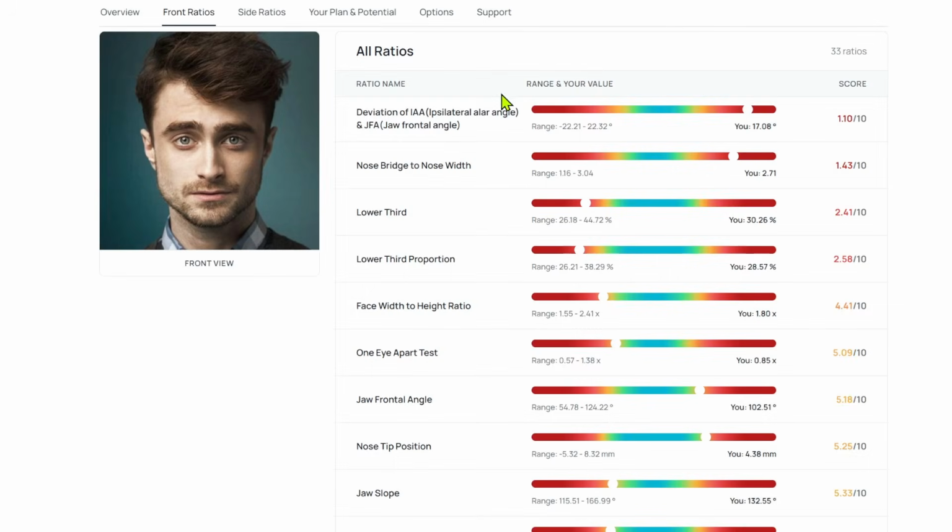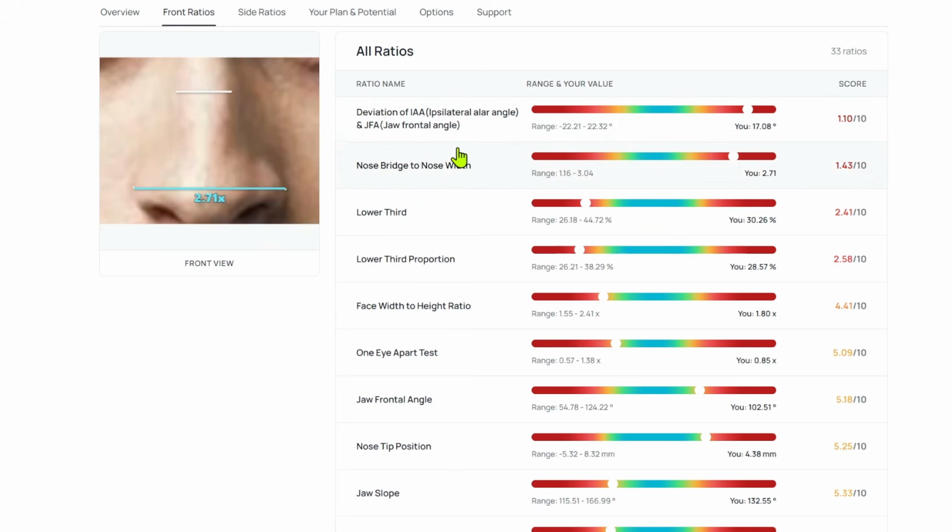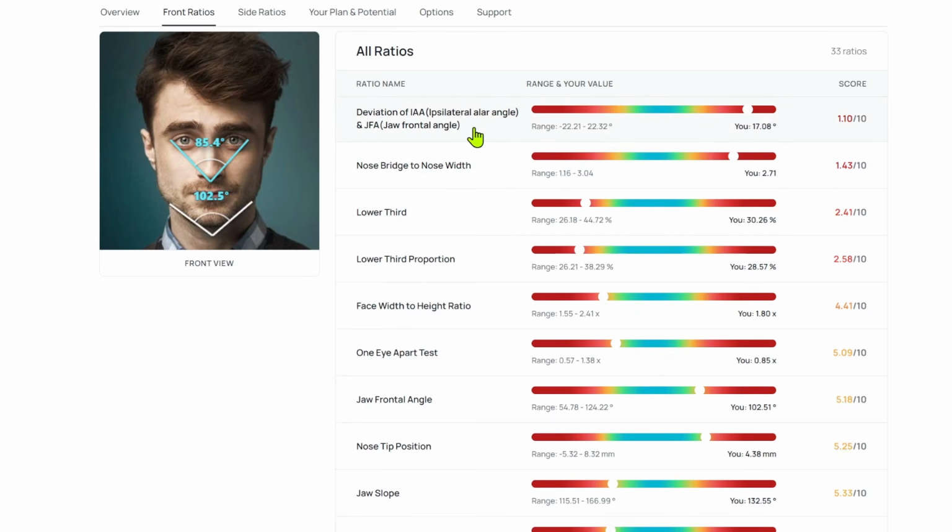How attractive is Daniel Radcliffe really? Starting with his front profile, his lowest ratio is his deviation of his ipsilateral alar angle and his jaw frontal angle. So this is a combined ratio, and it gives us a 1.1 out of 10. This is absolutely diabolical, horrendous. It's actually quite rare to see the deviation of IAA so low at 1.1.